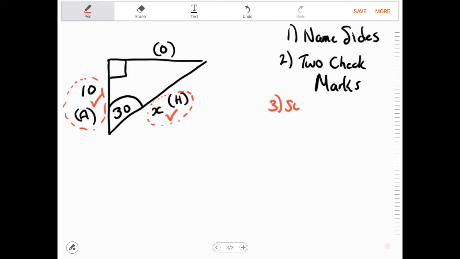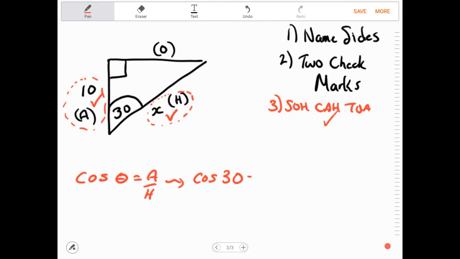Now you look at SOHCAHTOA. Which of those three uses A and H? It's pretty obvious, it's this one. So that triggers your mind to use the cosine formula or ratio. This is what it looks like. We've done it all so many times. It's A over H. Fill in your formula. Cosine 30 equals, we have an adjacent value over x. Again, I'm not getting into the math right now because you should know how to calculate this at this point in time. This is where you go 10 divided by cos 30, hopefully, and I think you should know that.